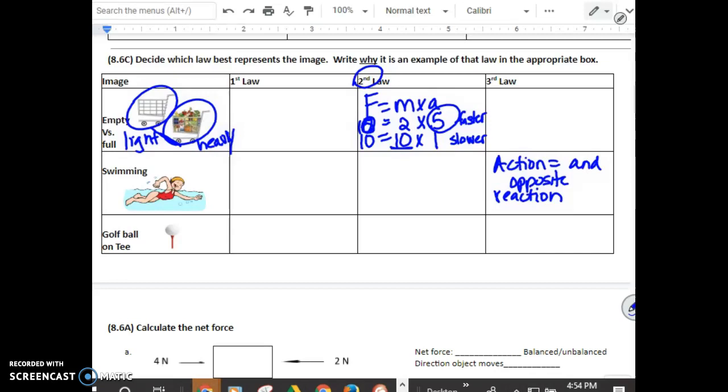All right, and then last one, the golf ball on the tee. This is going to be Newton's first law, which states that an object at rest will stay at rest, or an object in motion will stay in motion at the same speed and direction until an unbalanced force acts upon it. This is at rest, and it's going to stay there forever and ever until a club or another unbalanced force hits it. Remember, this is also known as the law of inertia.